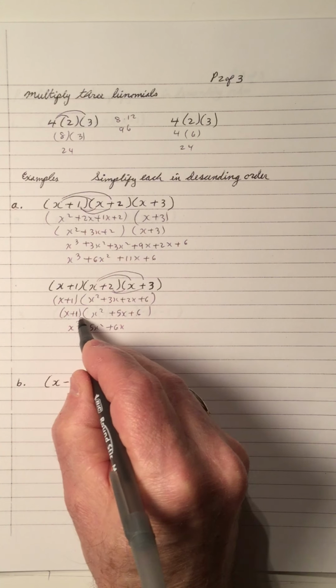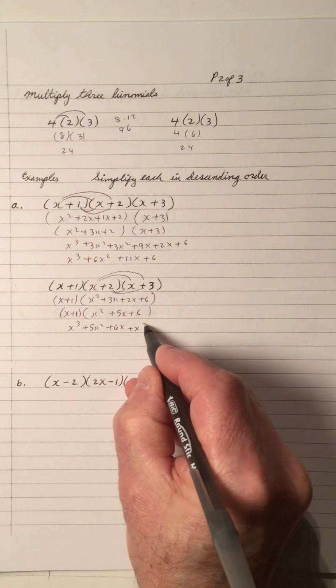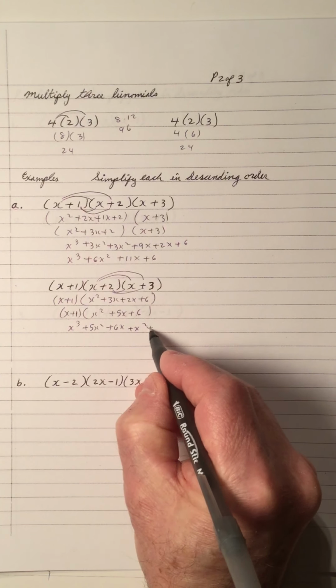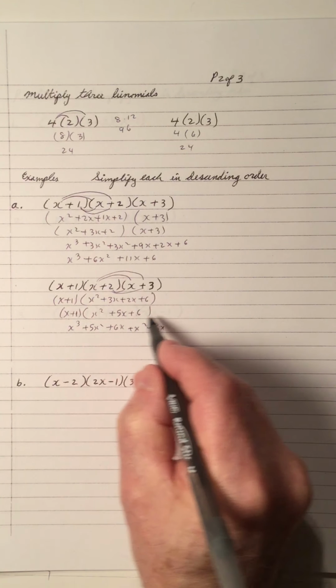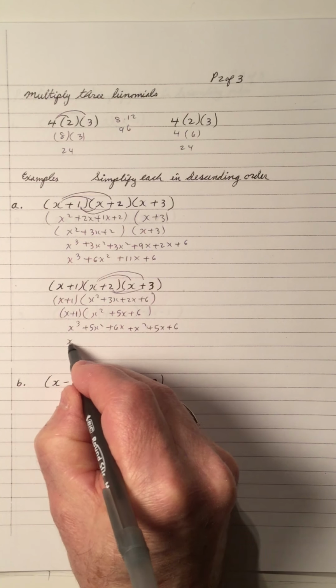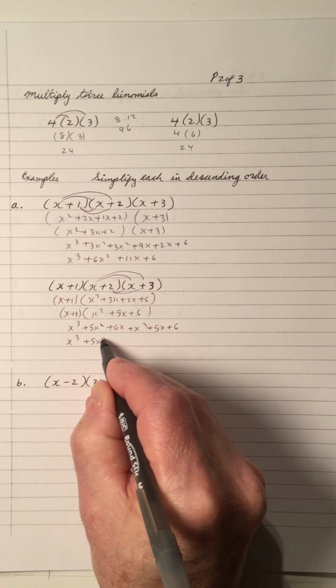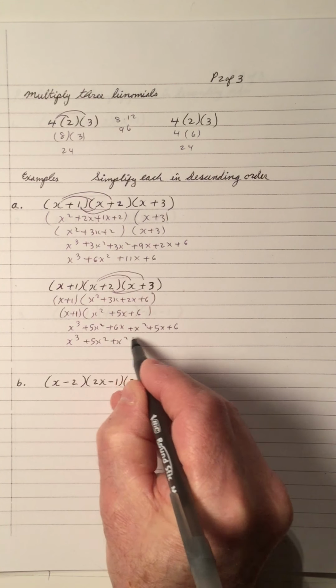Now I'm going to take the 1 and multiply by the three of these. So 1 times x squared, 1 times 5x, and 1 times 6. Now I have to group my like terms. So that's x cubed first, then I got my squares next. So 5x squared plus x squared.